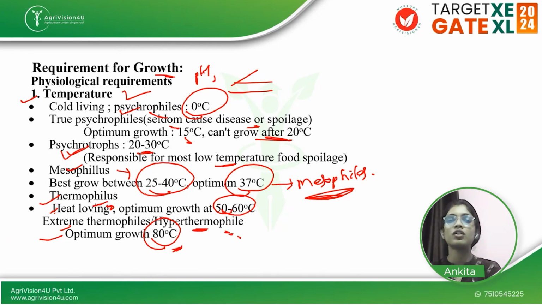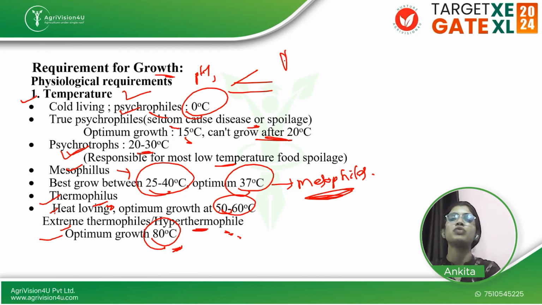degrees Celsius. Mesophiles are basically a moderate temperature range. You can remember the room temperature, that is 37 degrees Celsius, and it is best grown within 25 to 40. And cold living, you can easily remember, cyclotrophs. These are at 0 degrees Celsius. Some cyclotrophs can grow up to 20 to 30 degrees Celsius, which are responsible for the food spoilage that is caused at low temperature. Now, this is about the temperature.